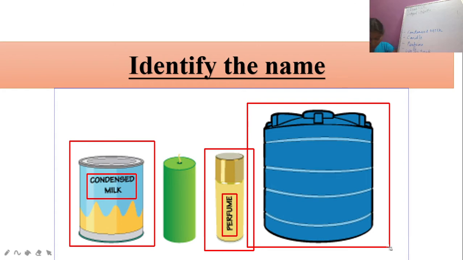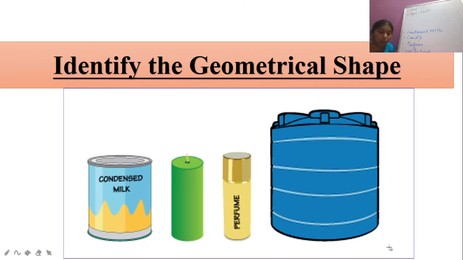So these are the few objects I've shown you, and you also know their names. So students, what is the geometrical shape for all these four objects in front of your screen? Do they have a common geometrical shape or a different one? Write down your answer in the comment box. Yes students, these all have the geometrical shape of a cylinder, right?